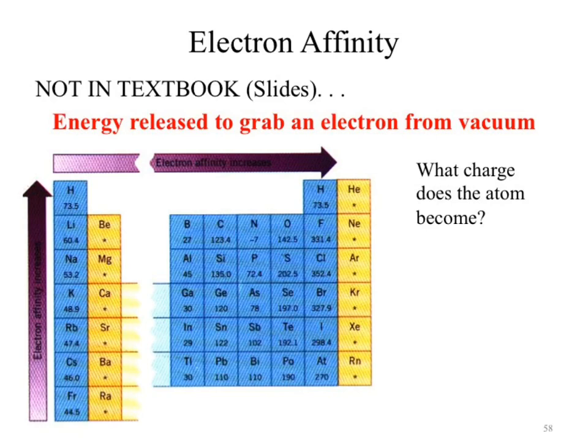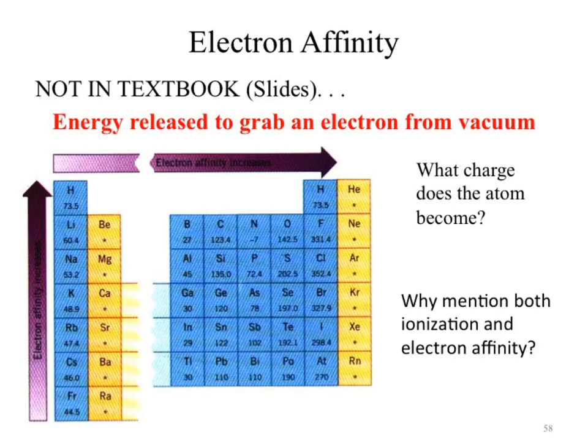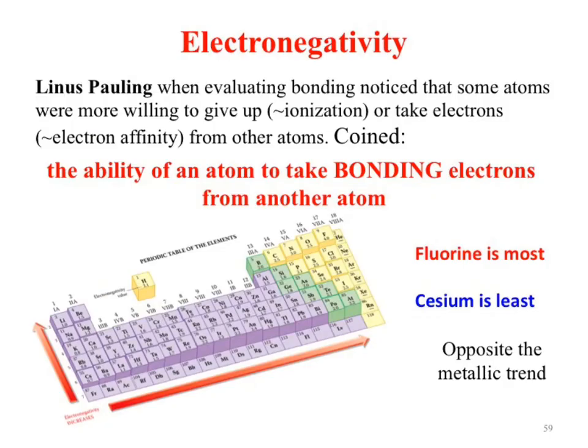Not a huge issue, but the reason why I bring this up is that if we look at the balance of electron affinity and ionization energy, and we kind of average them out, what we end up with is something known as electronegativity. Okay? Electronegativity is the ability for an atom to take bonding electrons away from another atom. Okay? You might say, well, why do I care about this?